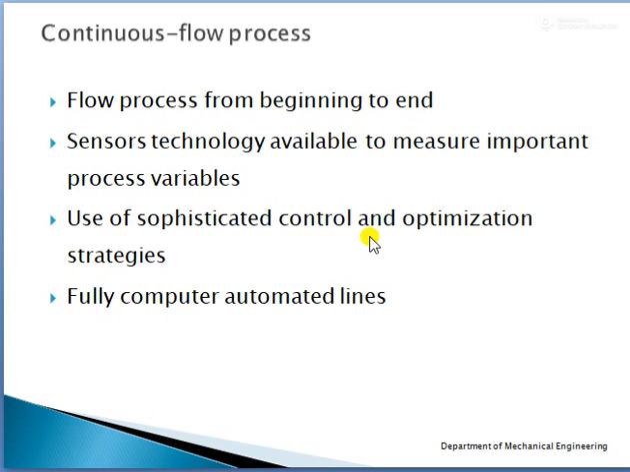Continuous flow process, from beginning to end, is the continuous dedicated production of large amounts of bulk product. Continuous manufacturing is represented by chemical, plastics, petroleum and food industries. We have sensor technology available to measure the important process variables, use of sophisticated control and optimization strategy, full computer automated lines. Whatever I have given in this slide are the achievements in continuous flow processes.